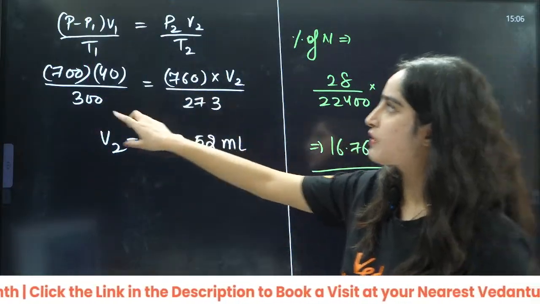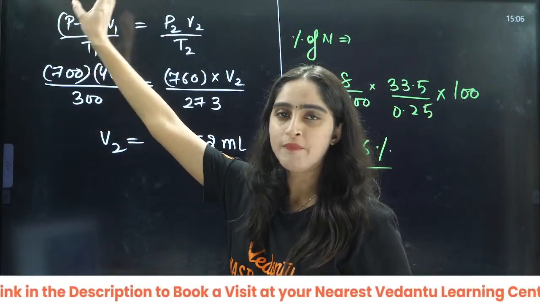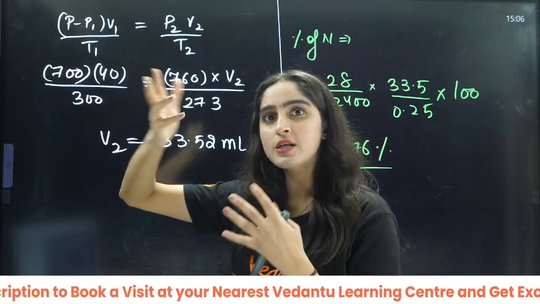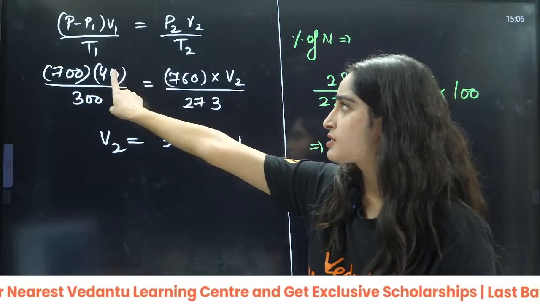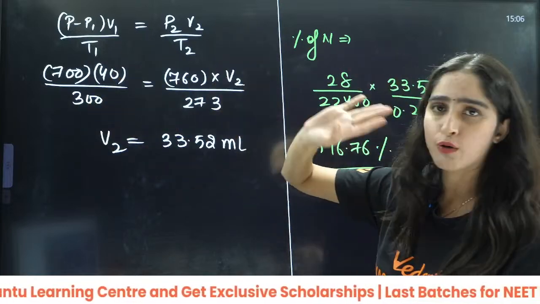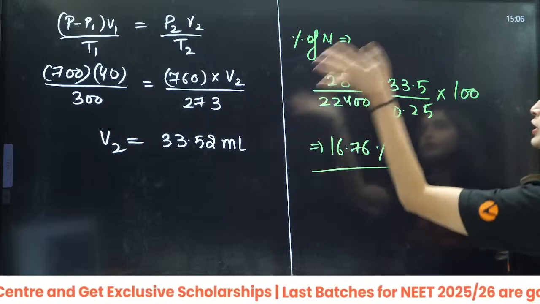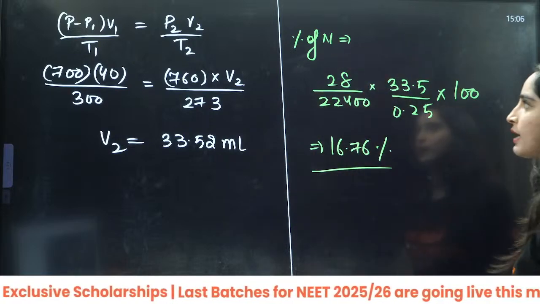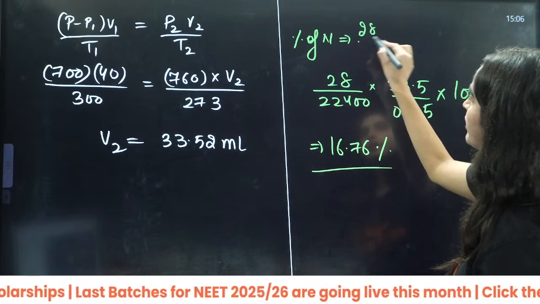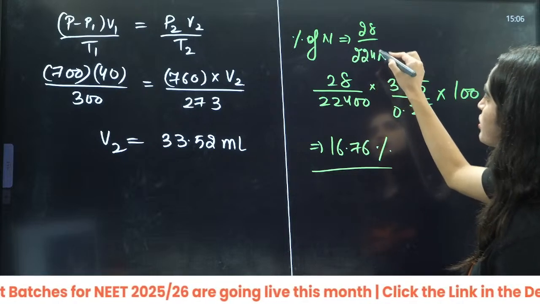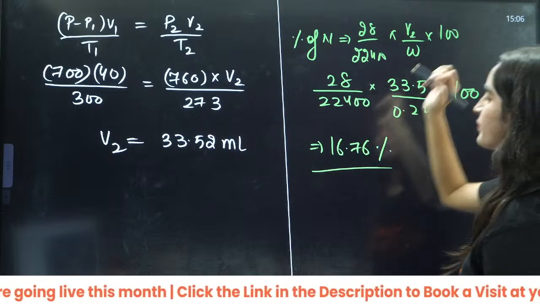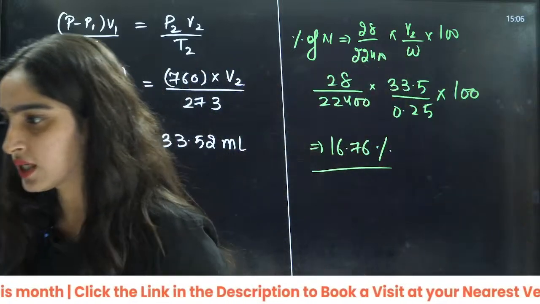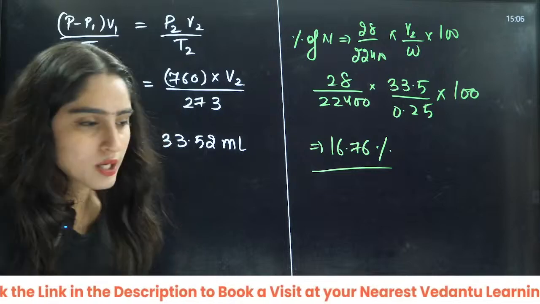That is P minus P1. Here the pressure that is given will be subtracted, aqueous tension will be subtracted from that, and hence this is V1, this is T1, calculate V2 from here, put that V2 in this one, and you will get your answer. Basically, this is 28 by 22400 V2 by W into 100. Okay? Okay, ji? Chalo. Simple na?